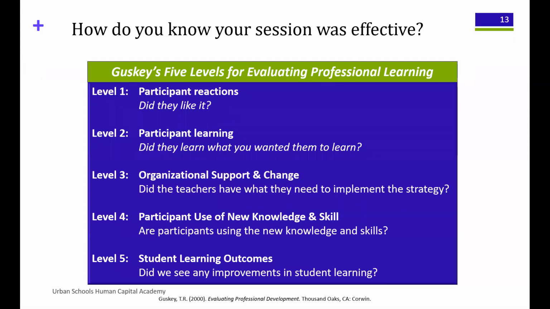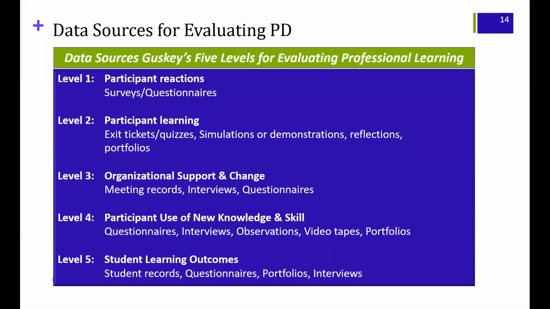You can see how these levels go from a more experiential, did they like it, all the way down to what change did we see in student learning. Most surveys of professional learning stop at level 1. Occasionally they move to level 2. This slide here has a few data sources for each of these levels to consider, ranging from surveys to questionnaires, interviews, and student records. Please take a look at this for a minute.